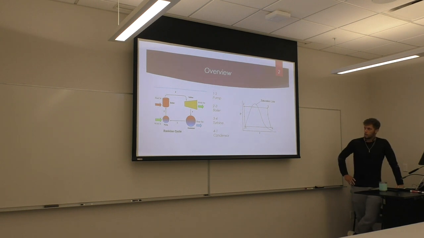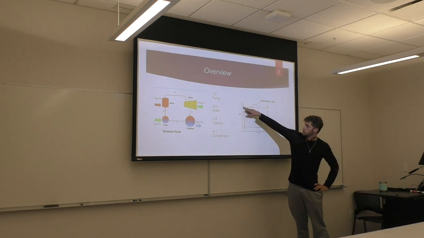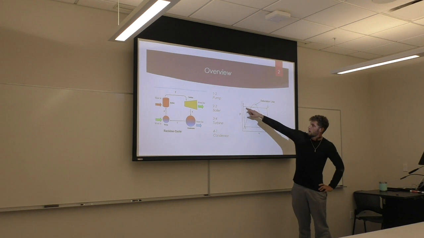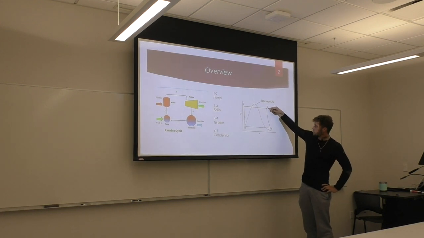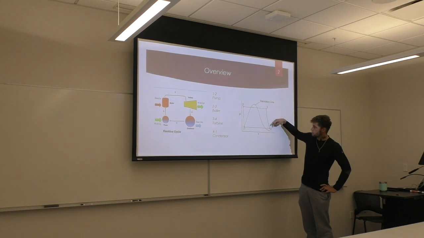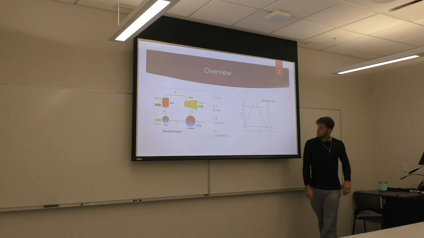You've got your saturation line right here with your pump being over here, increasing pressure. Then you have your boiler, this top line. It has constant pressure heating. And then you have your turbine, 3 to 4, where you get your work out and create electricity. And then your condenser, 4 to 1, constant pressure.